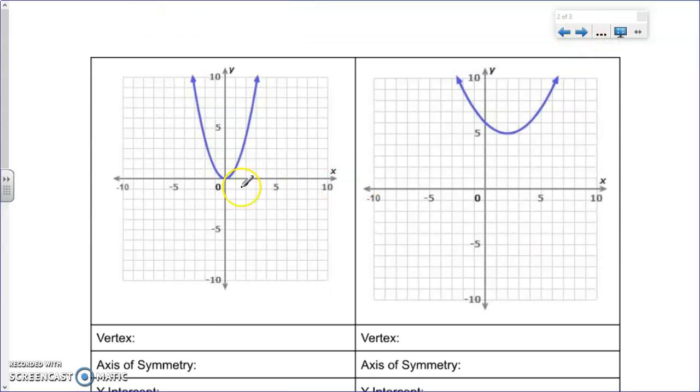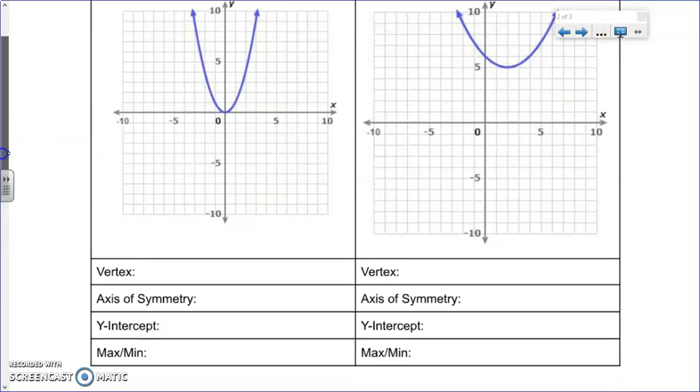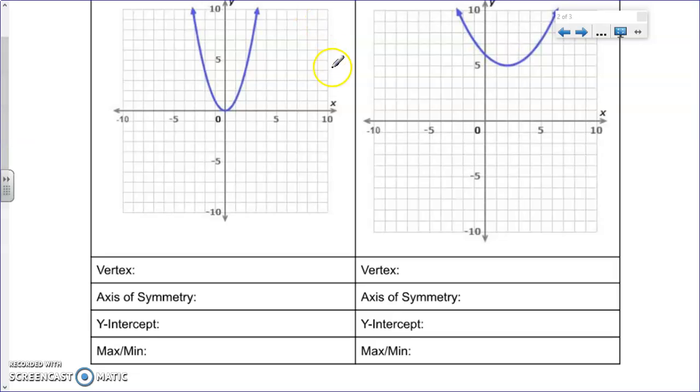So let's look at these here. First of all, we're going to start with our vertex. Our vertex is right here at 0, 0. So our vertex would be the point (0, 0). Now, if we were to put an axis of symmetry here, it would be that line there, and it's a vertical line at 0, so it would be x equals 0.